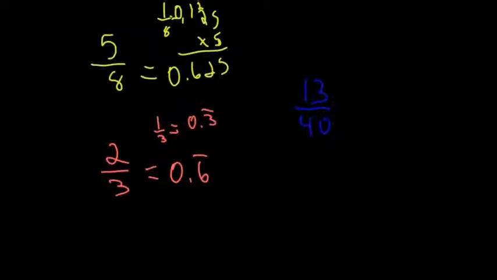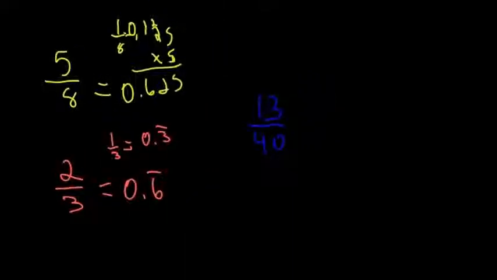Now the one in blue, 13/40, is going to be a little bit harder because there are no benchmarks for 40. So the other way to do this, which will always work even if you don't have a benchmark, is a fraction is a division problem waiting to happen. So I'm going to do 13 divided by 40. Well, 40 won't go into 13, so add a decimal.